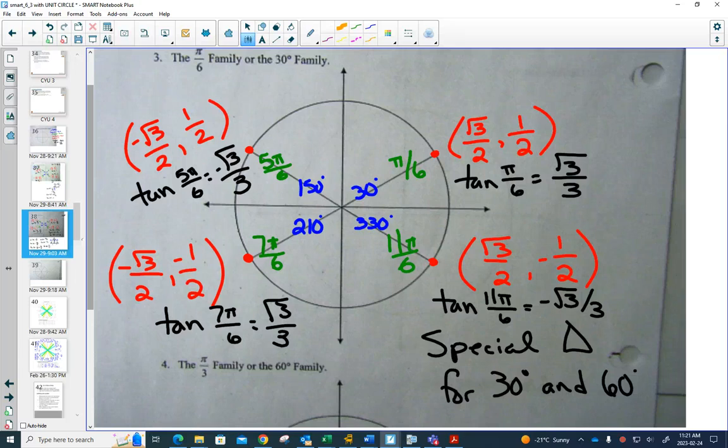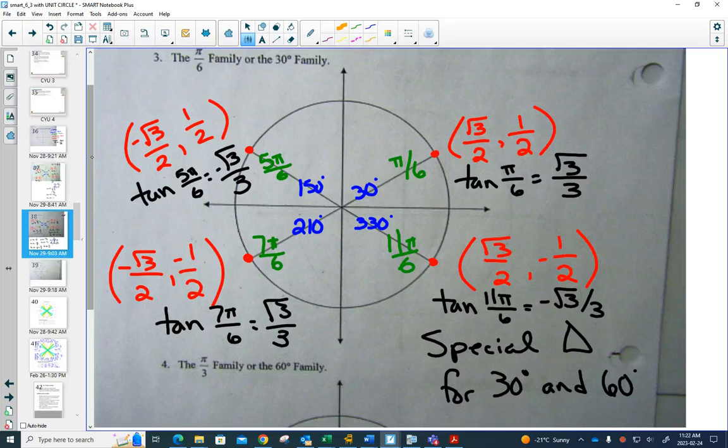1/2. Perfect. Cos of 11 pi over 6. Chelsea. Square root of 3 over 2. Sine of 7 pi over 6. Ben. Sine of 7 pi over 6.